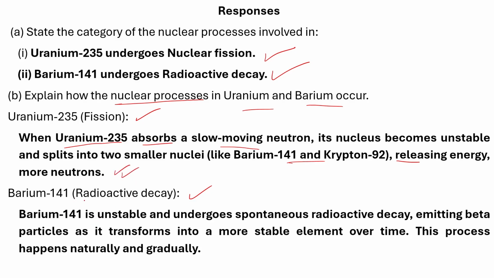Then for radioactivity, of course, the unstable nuclei undergo spontaneous radioactive decay, emitting beta particles, which transforms into a new element. We've already seen the new element as lanthanum. This process occurs naturally and gradually. Let's dive into the next part.